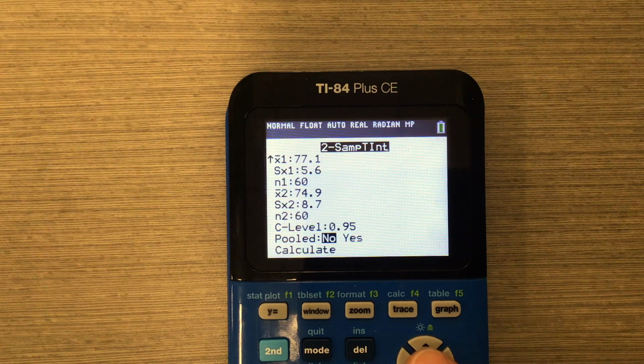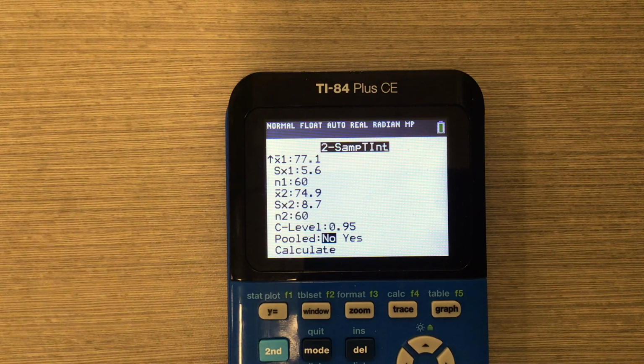Down here, we have this option to pool, yes or no. Unlike with proportions, where it automatically pools for us, here it will not. And we do not want pooling. Keep that in mind as we go through. No pooling for this at all, okay? Leave it exactly at no. Never touch that ever, okay?